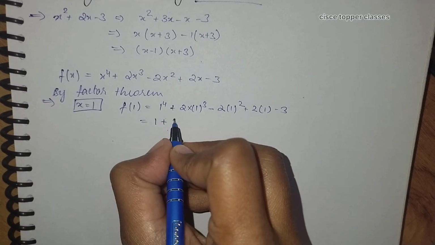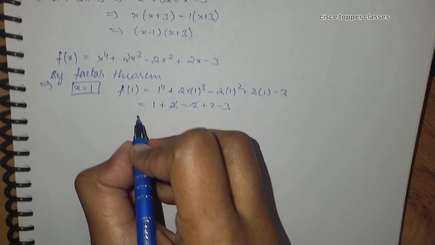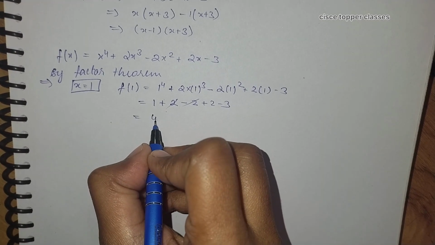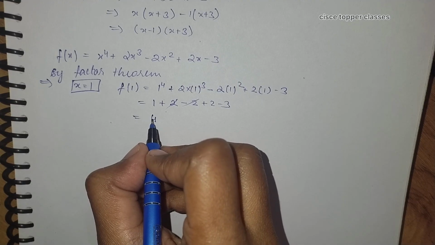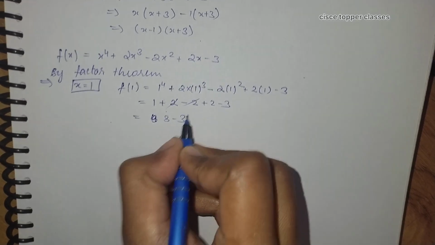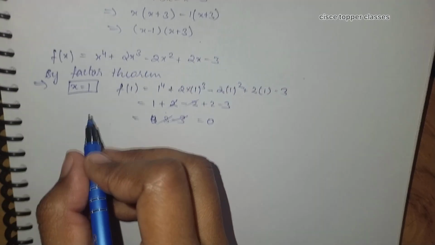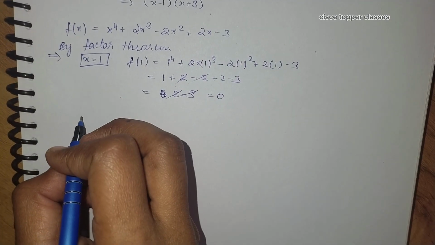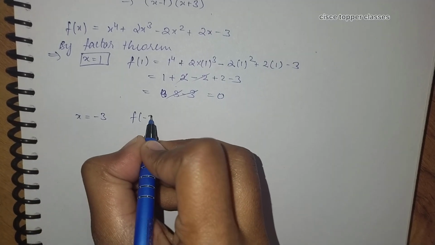That will become 1 plus 2 minus 2 plus 2 minus 3. This will cancel out, and from there we can write 2 plus 2 and minus 2 again. So 3 minus 3, this will also cancel out, means x minus 1 is a factor of this polynomial f(x). Now if we write for x is equal to minus 3, we will put f of minus 3 here.